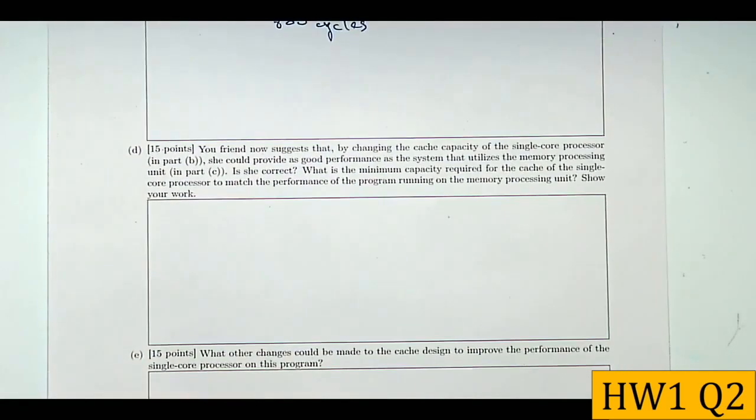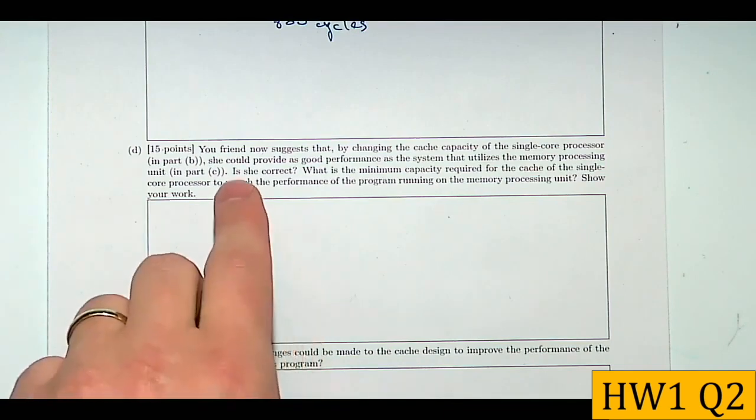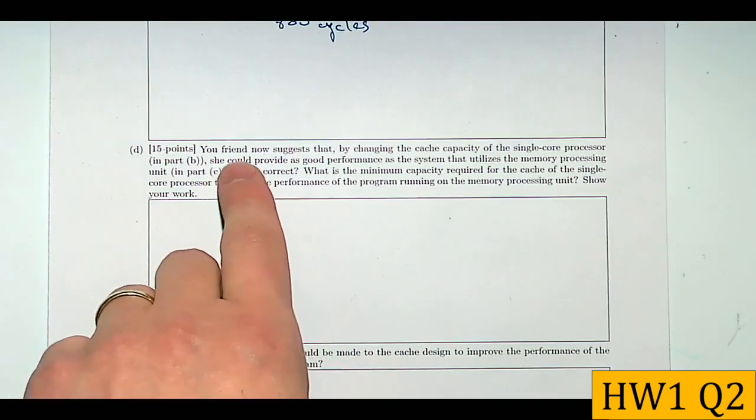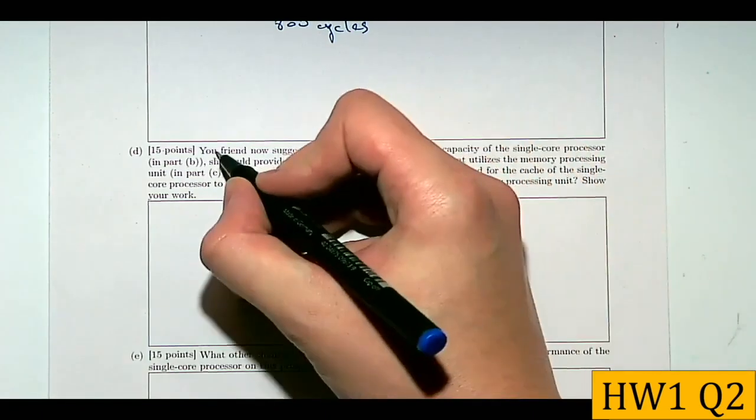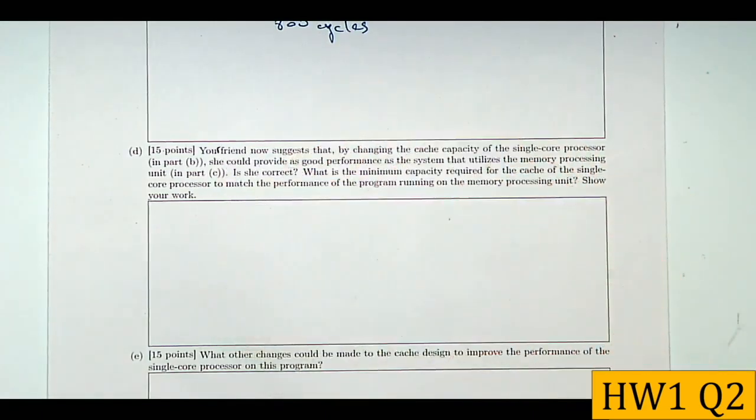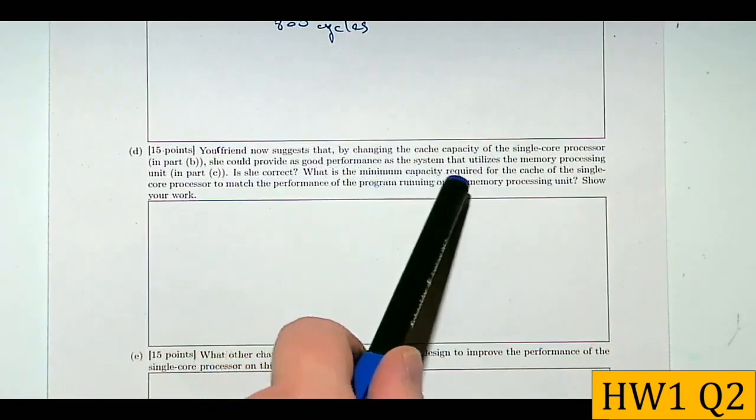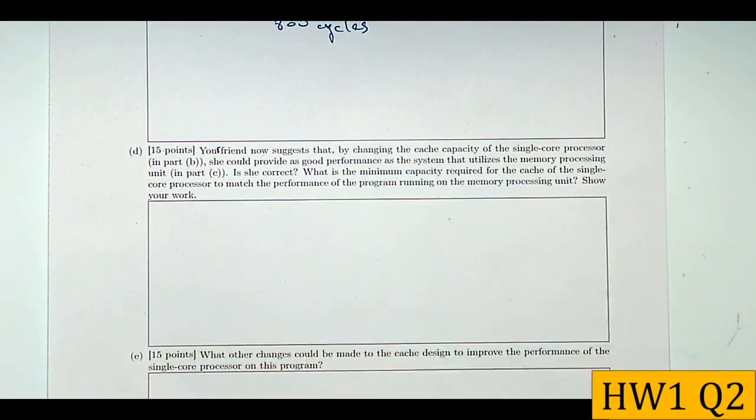Okay, I think that was very easy. And then part D is, let me read this quickly. Your friend, oh my God, we have too many mistakes in this question. Your friend now suggests that by changing the cache capacity of the single core processor in part B, she could provide as good performance as a system that utilizes processing in memory unit. Is she correct? What is the minimum capacity required for the cache?